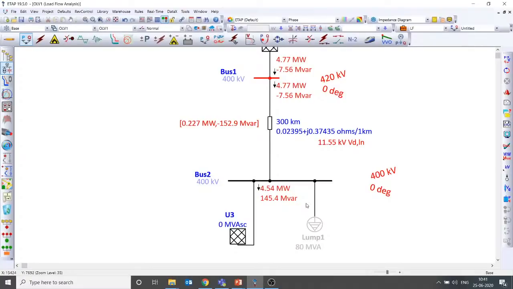Yes, so the question is whether there is time domain load flow analysis itself. No, for time domain load flow analysis, you need to model your loads with respect to change in time.